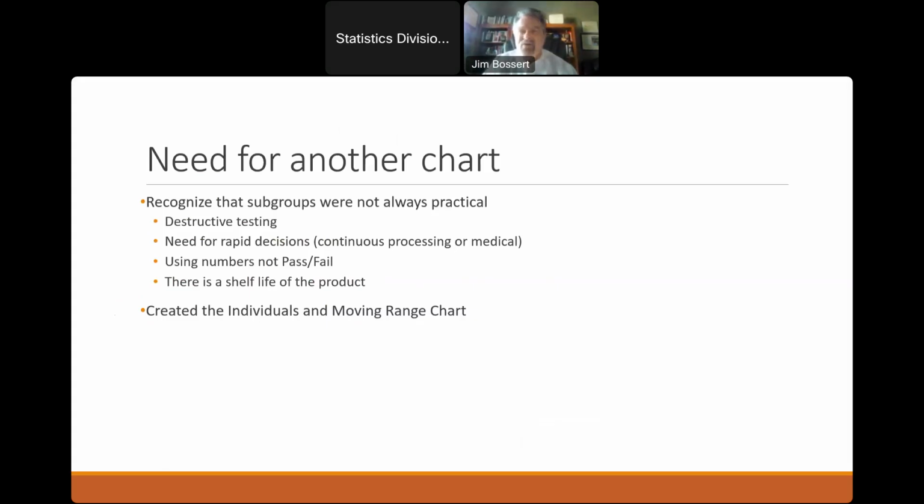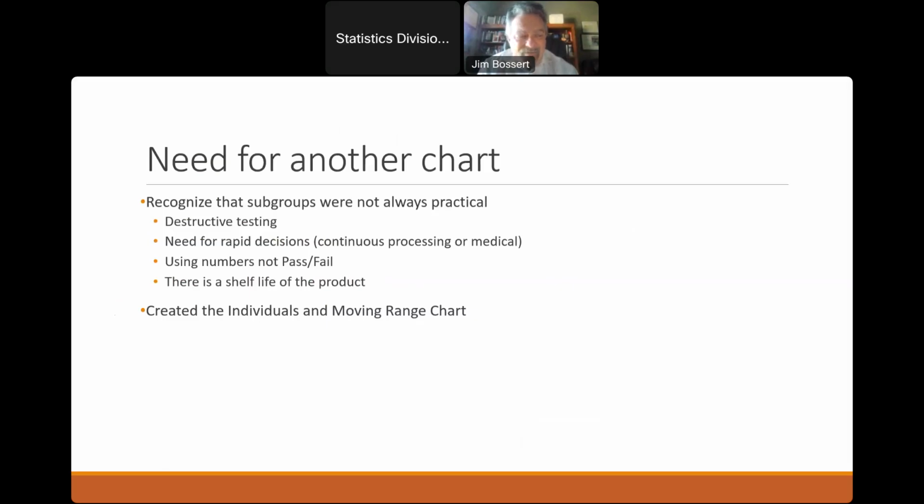Shewhart, though, and going through it, Western Electric's a big company. He got people to use the XBAR chart, but they ran into some difficulty because they recognized that sometimes they got things that they can't take a subgroup for. So they needed to create another chart.